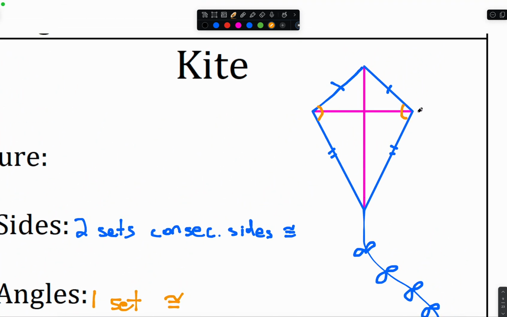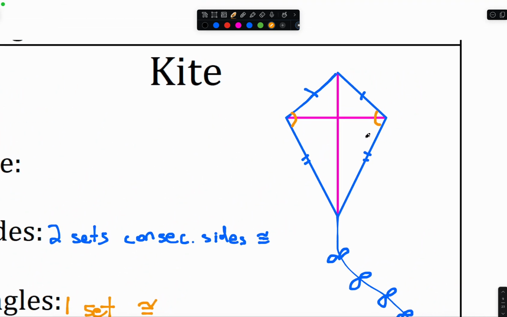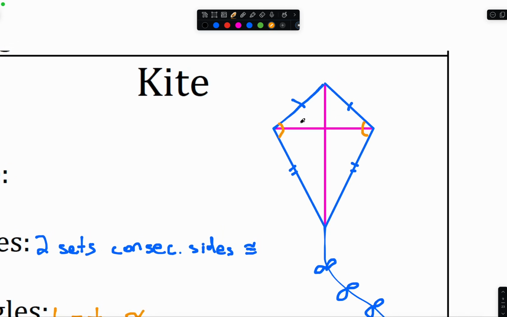The diagonals don't necessarily bisect each other, although this is going to be the same length as that. So it does bisect this one, but it doesn't bisect the up and down one because this is not the same length as this one.